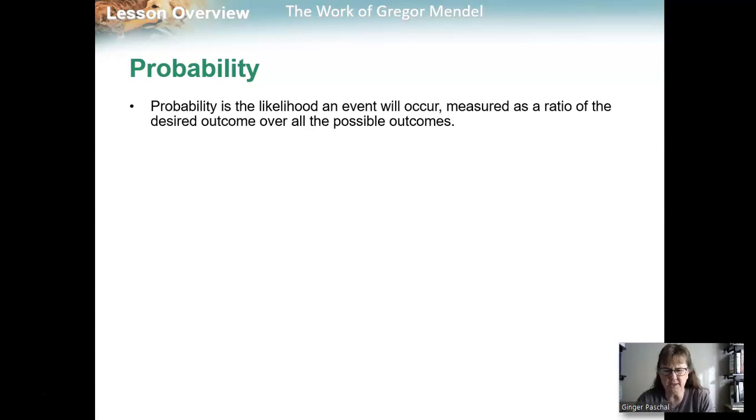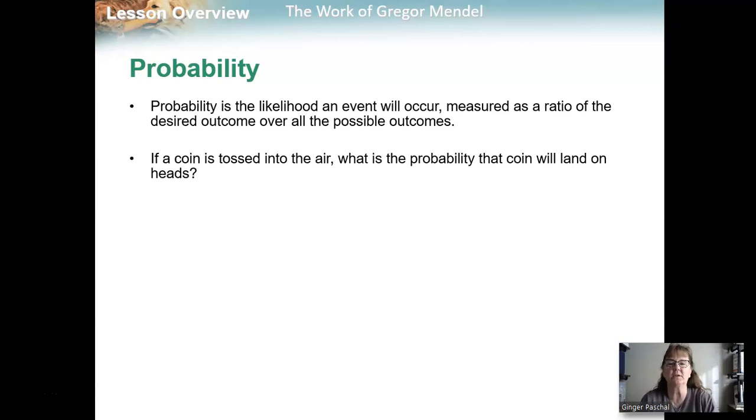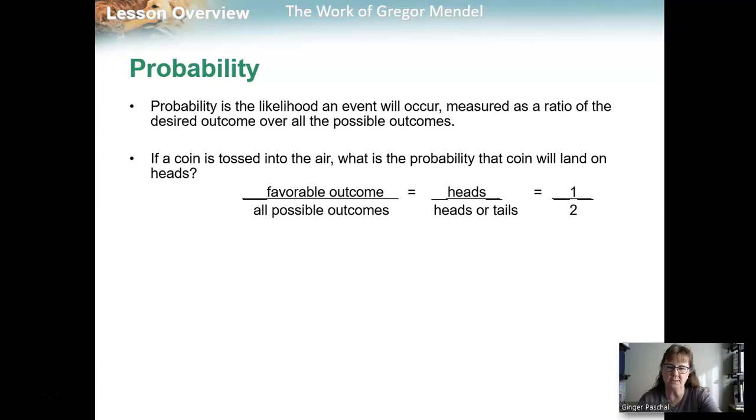So probability is the likelihood an event will occur. It's measured as a ratio of the desired outcome over all possible outcomes. Now that's a mouthful. Let's actually look at a problem and see how this works. So you know that if a coin is tossed into the air, what is the probability that coin will land on heads? Now you know that probability will be 1/2, but let's break this down.